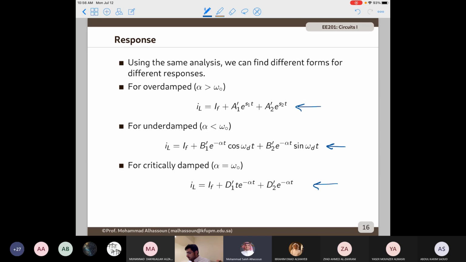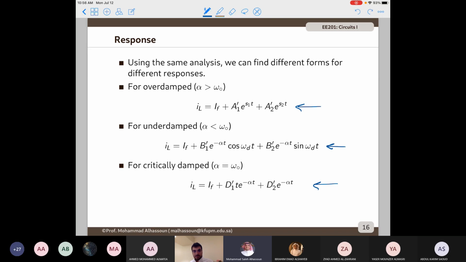Doctor, do these equations count as the same as the previous equations? Yes, exactly the same. So if you remember, this is what happened if we have an overdamped response. Right. The only thing that we added is I_F, which is zero if we're talking about the natural response.